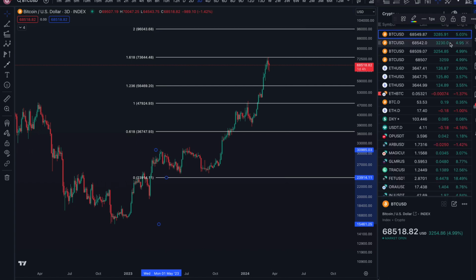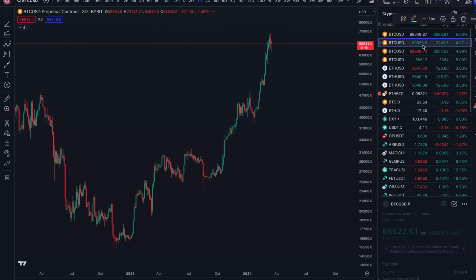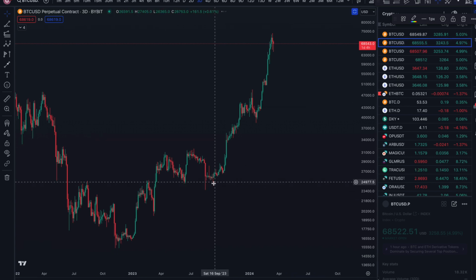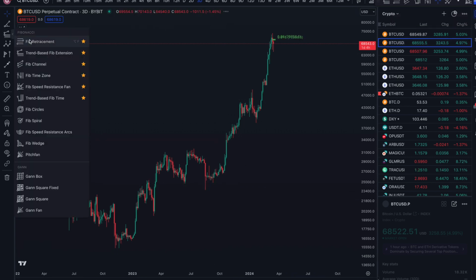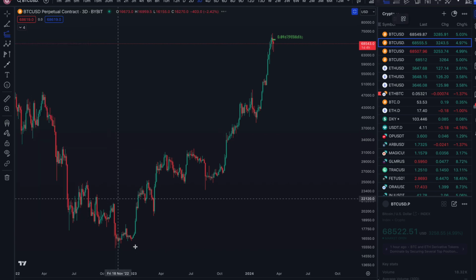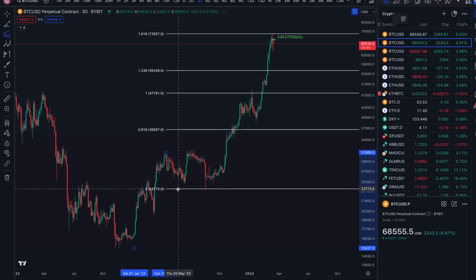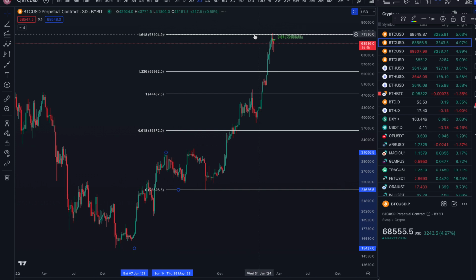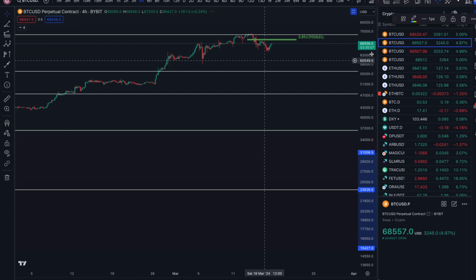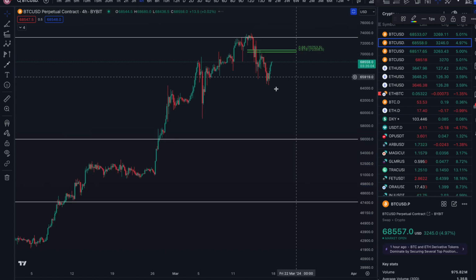Let me go just to the Bybit chart, because the Bybit chart actually has the wick here, so I can show you a bit more clearly. So we got the 1, 2, and we got the 3 here. So we're right here at the 1.618 fib zone for the wave 3. Now let's go into a little bit more detail, and I'll show you what I mean when I say this.